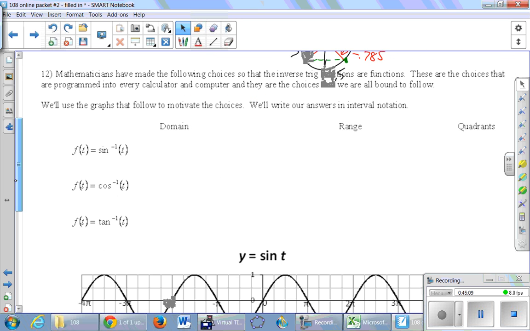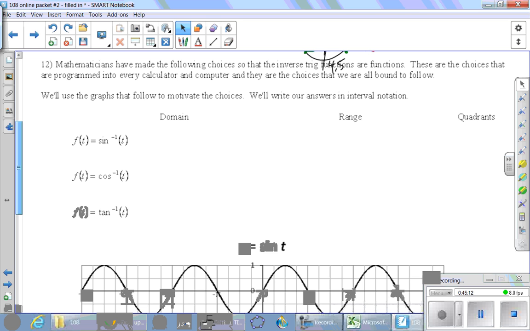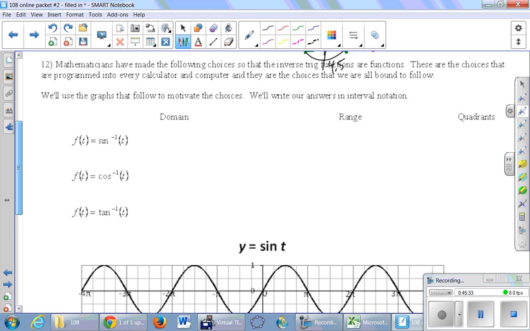12. Mathematicians have made the following choices so that the inverse trig functions are functions. That is to say, we'll never get two different answers when we type in inverse sine of negative root 2 over 2. These are the choices that are programmed into every calculator and computer, and they are the choices that we are all bound to follow. We'll use the graphs that follow to motivate the choices, and we'll write our answers in interval notation. Okay, inverse sine of t.